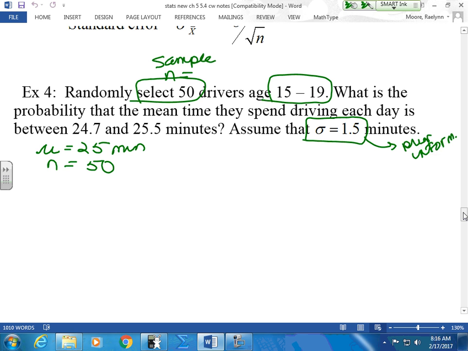So the only thing that's going to change now, my population standard deviation was 1.5. This is going to change. My standard deviation for my sample means is going to be 1.5 divided by the square root of 50. This is the only change right now. I see this different, and as a result, I have to do this. This is how you recognize a sample. Otherwise, it's going to look like a population one. And we don't want to do a population one because that would be wrong.